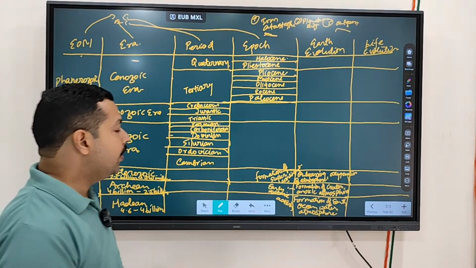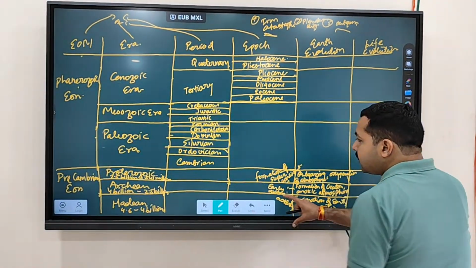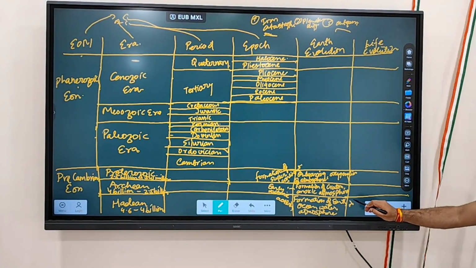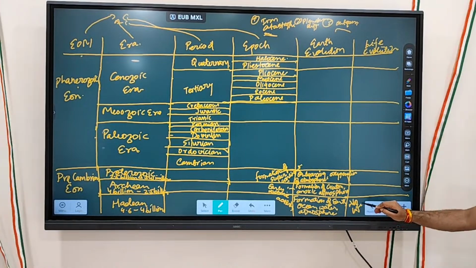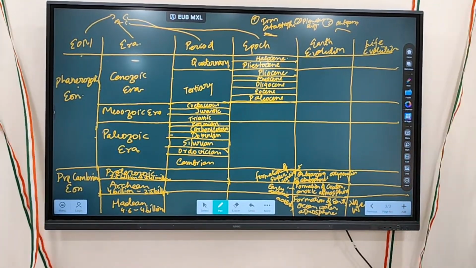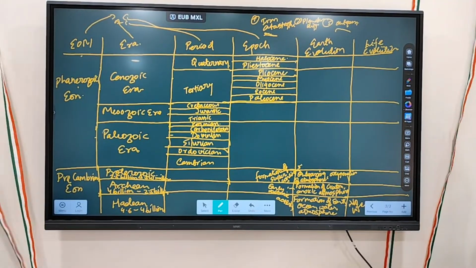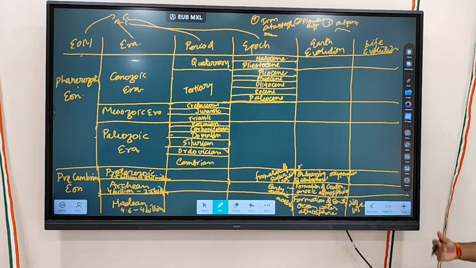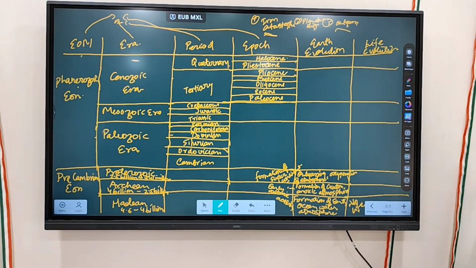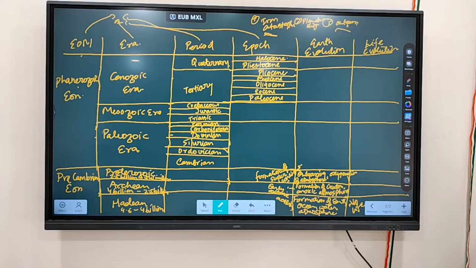Now what will happen to life at this phase? There will be no life, because it's still solid. Earth crust is not being formed. Atmosphere is not there. So there is no life seen in the Hadean phase. Clear? What about the evolution in the Archean part?